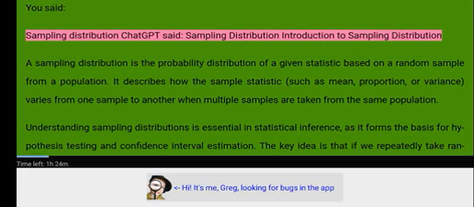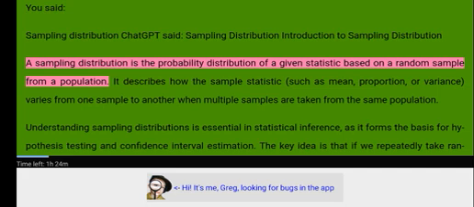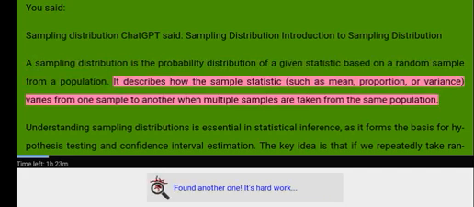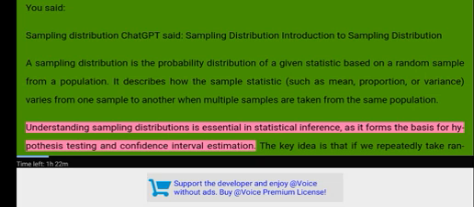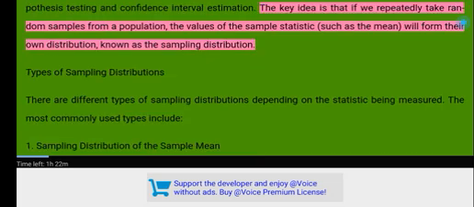Sampling distribution. Introduction to sampling distribution. A sampling distribution is the probability distribution of a given statistic based on a random sample from a population. It describes how a sample statistic, such as mean, proportion, or variance varies from one sample to another when multiple samples are taken from the same population. Understanding sampling distributions is essential in statistical inference, as it forms the basis for hypothesis testing and confidence interval estimation. The key idea is that if we repeatedly take random samples from a population, the values of the sample statistic, such as the mean, will form their own distribution, known as the sampling distribution.